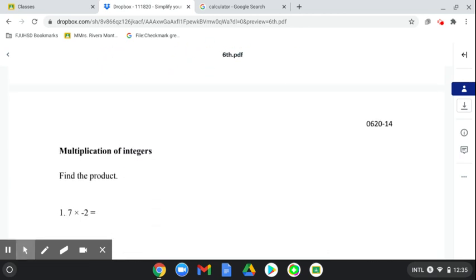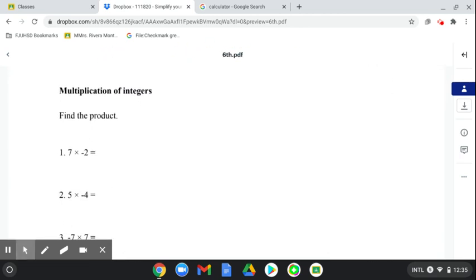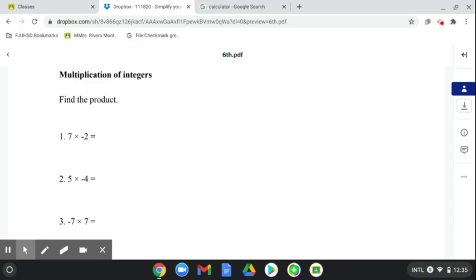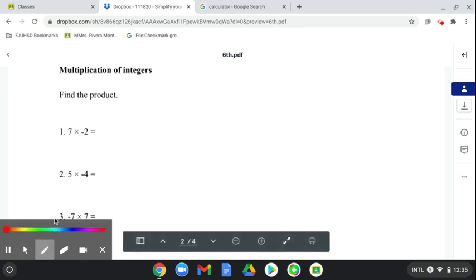The second section is also pretty simple. It's just another back to the basics. The only thing you really have to remember is when you're multiplying things with different signs, it will always be a negative. Okay, so 7 times 2 is a 14, but it's a -14 because it's a +7 times a -2.